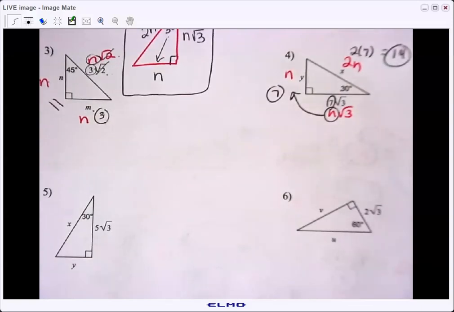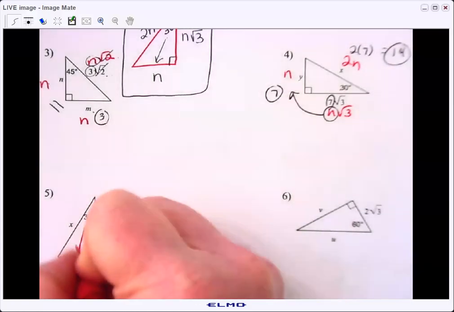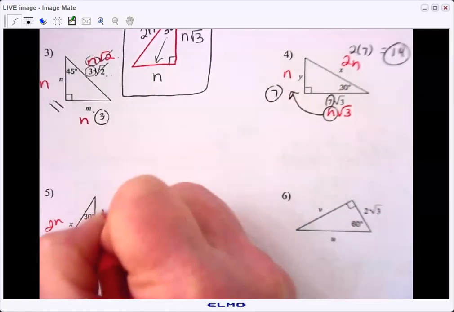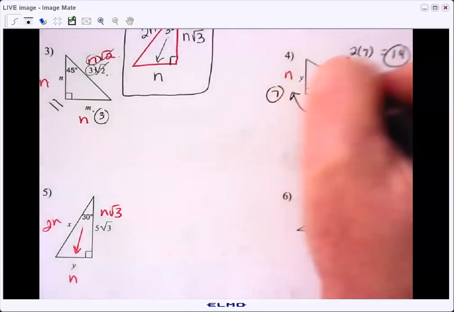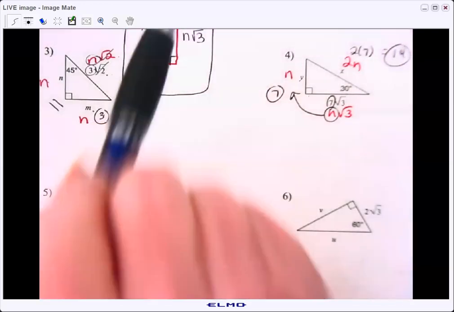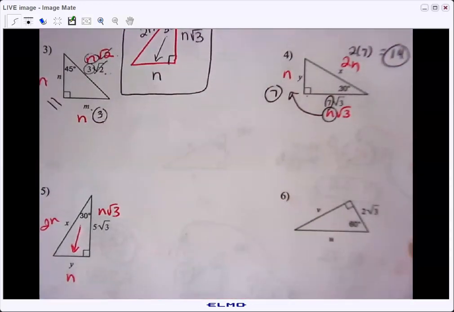Number 5, same idea. This is n, 2n, and then n root 3. What's n? I have a question on number 4. I thought that the n root or whatever always was on the top, like always across from the right angle. No. Okay, so on the 45-45 triangle, it had the root in the hypotenuse.